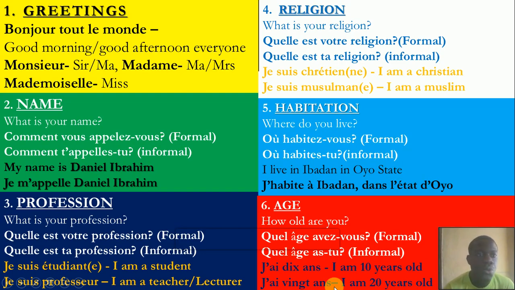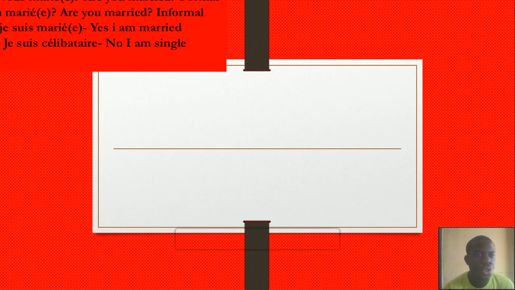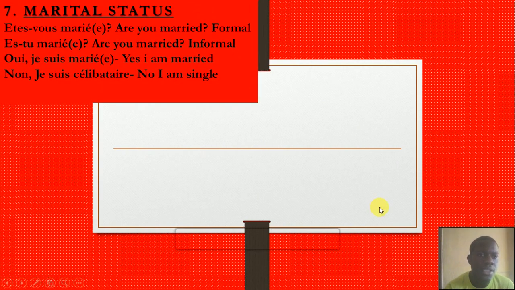We are proceeding to the next step, which is number 7 of the steps in self-introduction. And number 7 is marital status. Now, I want to ask somebody, are you married in a formal way? How do you say that? You say, êtes-vous marié?